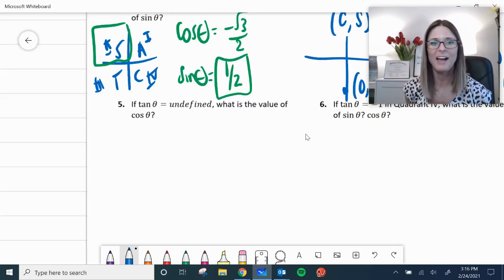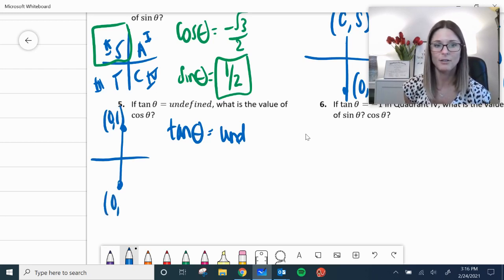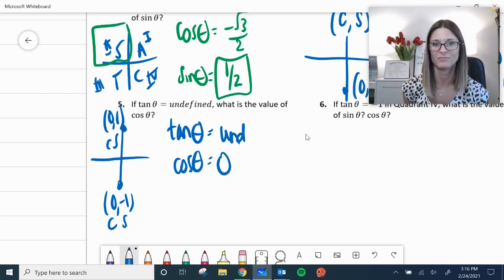Okay. Number 5, if tangent theta is undefined, we were just talking about that. Tangent is undefined up here and down here, up and down. Those tangent spots are undefined. What's the value of cosine? All right, so they already told me tangent theta is undefined. If I went to the top point, that would be 0, +1. And if I go to the bottom, that's 0, -1. Cosine is always your first one. What is cosine for both of those points? It doesn't matter which one, right? Cosine theta is 0.